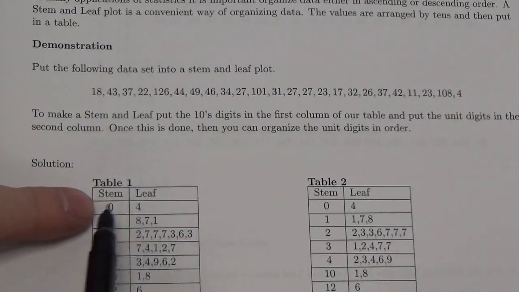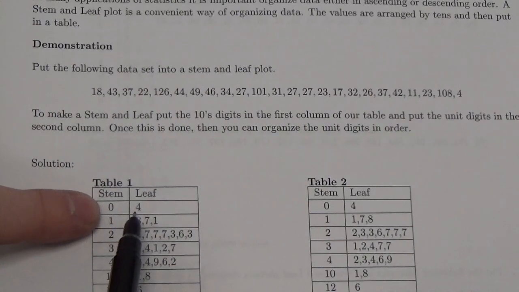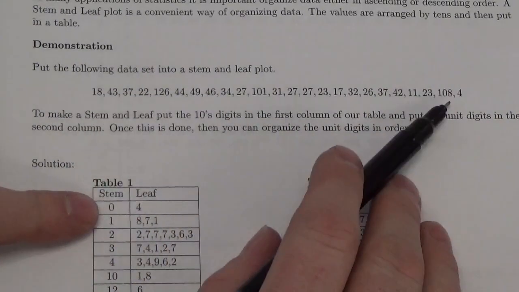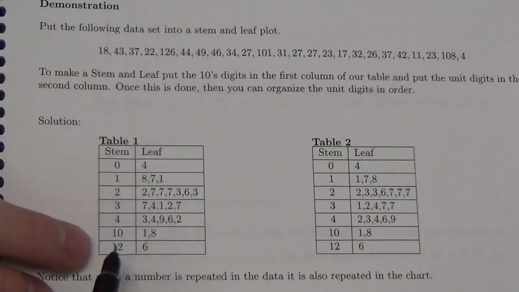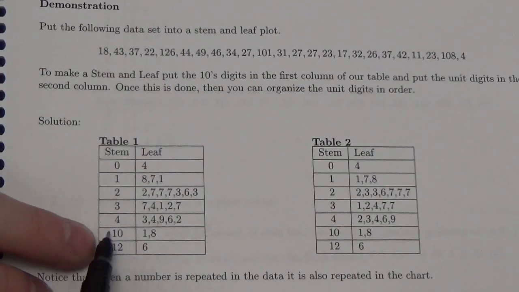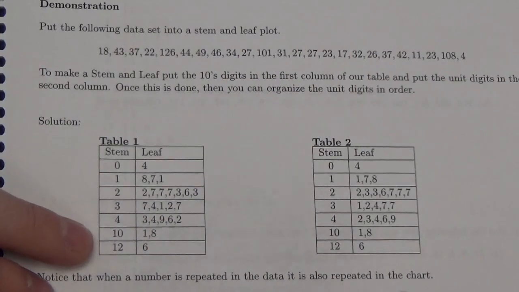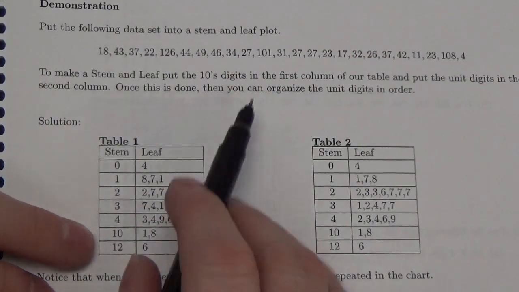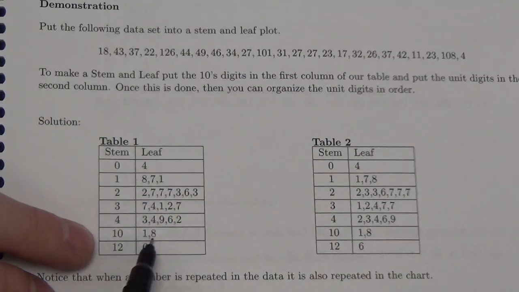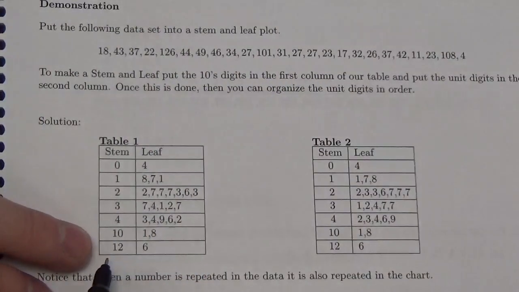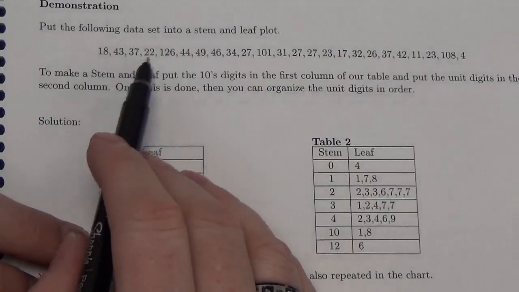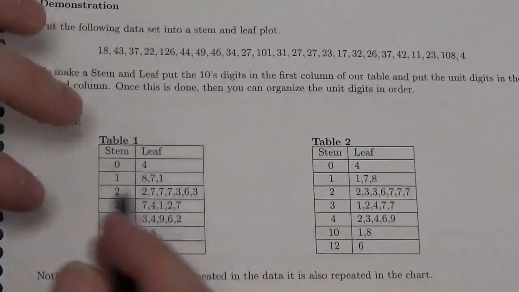So clearly right here, a stem of 0 and a leaf of 4, the number 4 is somewhere in this data, and it's right there. And then down here, when the stem is 10, we must be looking at a three-digit number. So clearly there's 101 somewhere in there, and 108 is also somewhere in there, and I saw that just a moment ago. There we go. And then also there's 126, right there. That's what this data means.